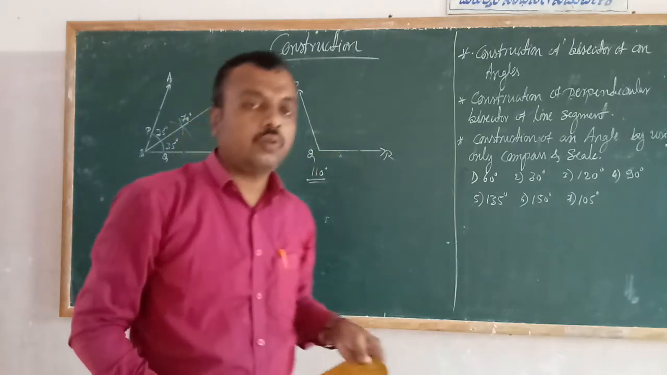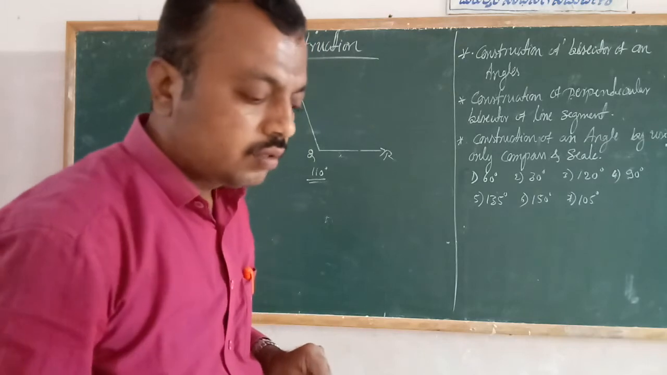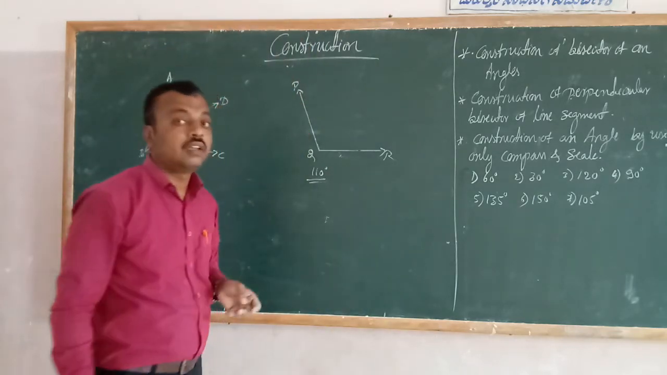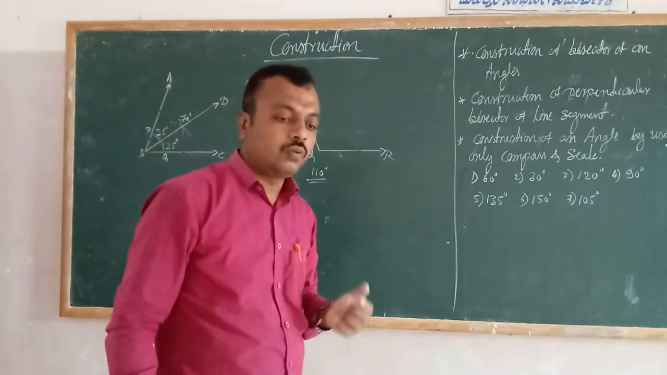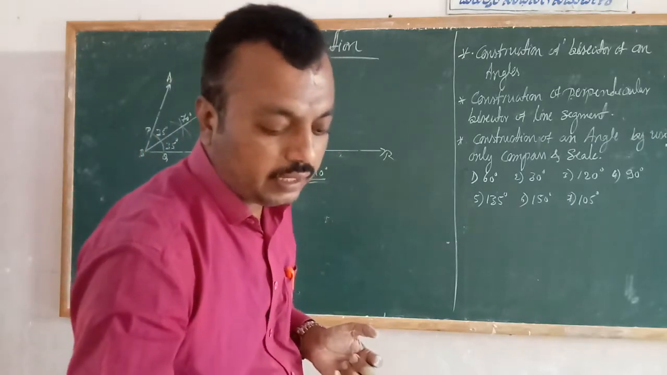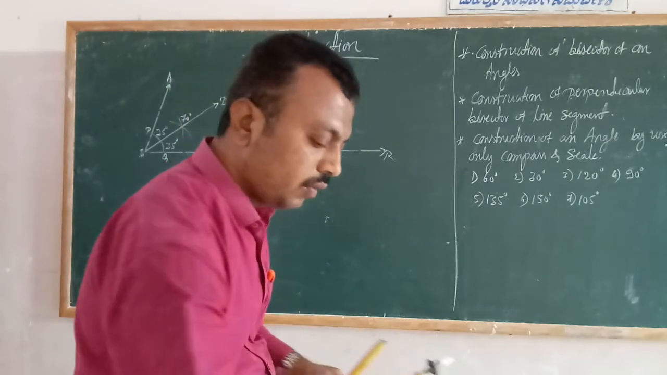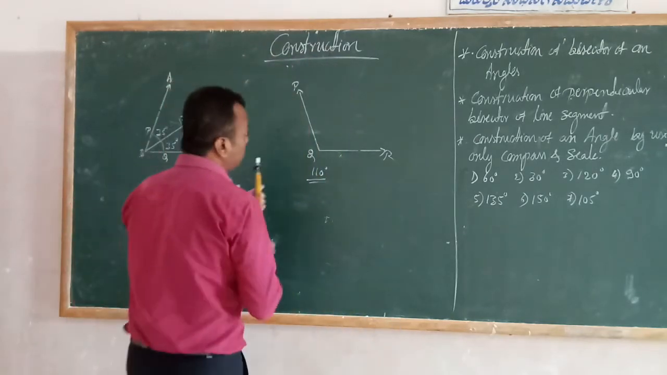Now we have to bisect this angle. If you bisect this 110 degrees, how much does each angle measure? So 110 divided by 2. How much? 55 degrees. Is it right? So you have to construct it. You have to bisect this angle.